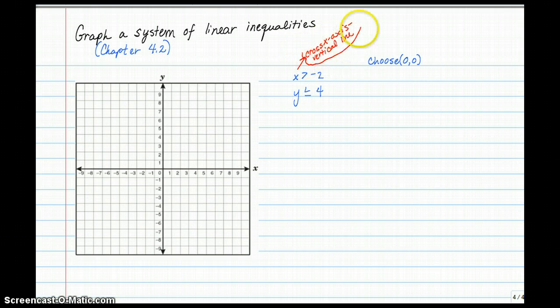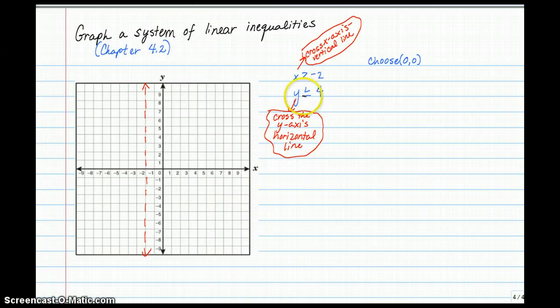Okay, let's go ahead and do that. So we've got -2. It's going to be a broken line because it doesn't have an equal to sign. That's one of your graphs. Now, we are going to graph both lines before we decide where we're going to shade. The next line is a y line, and y lines cross the y-axis, which means they have to be a horizontal line. All right, so we're going to have a solid line for this because it has the equal to at 4. And so we're going to go 4 straight across.